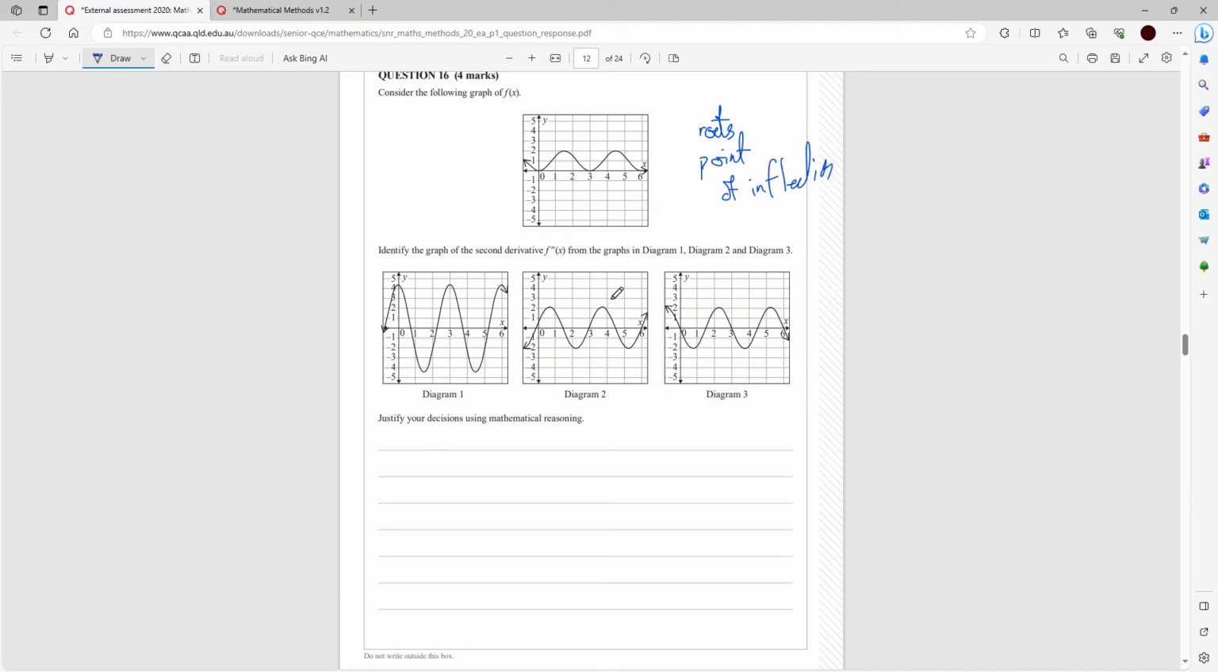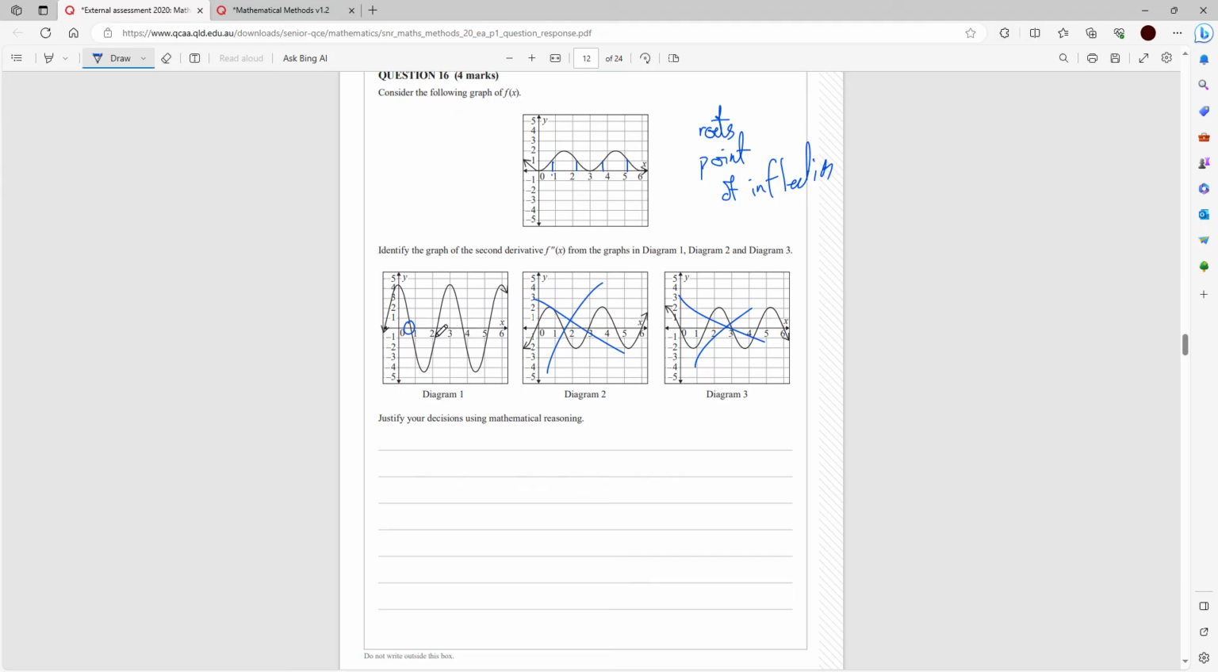So I would write that, and I'm not going to write a response because I've got a pen here and it's a bit annoying. So the roots at the point of inflection. The points of inflection on our graph are about here, here, here, here. And if I look at all these, that one doesn't match it. Neither does that one.